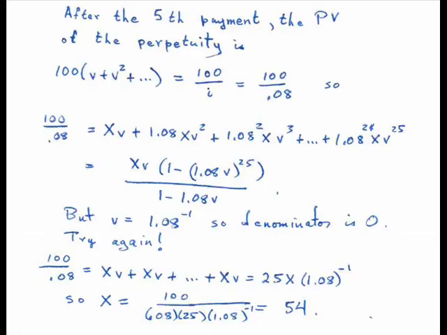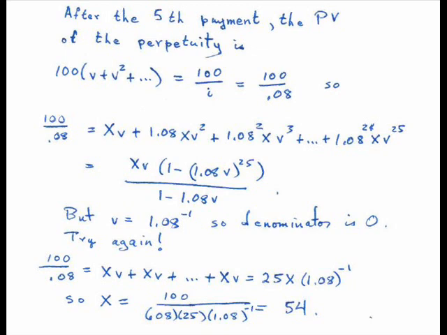Next, we look at the solution. First, we have to find the value of the perpetuity immediately after the fifth payment. But because it's a perpetuity, the fact that we've gone to the fifth payment really doesn't matter because we're getting paid at the end of each year. So it's really just the present value of a perpetuity that pays 100 per year.